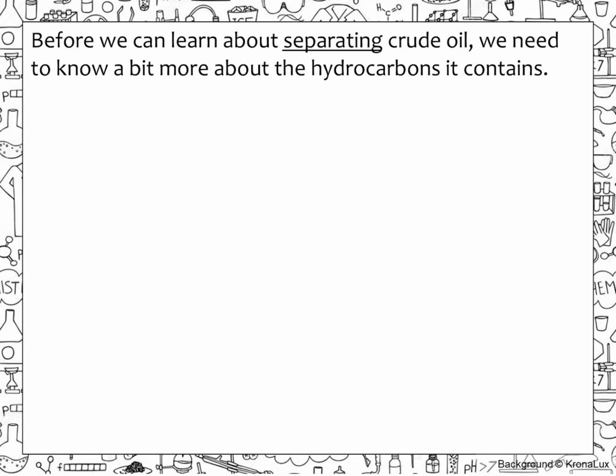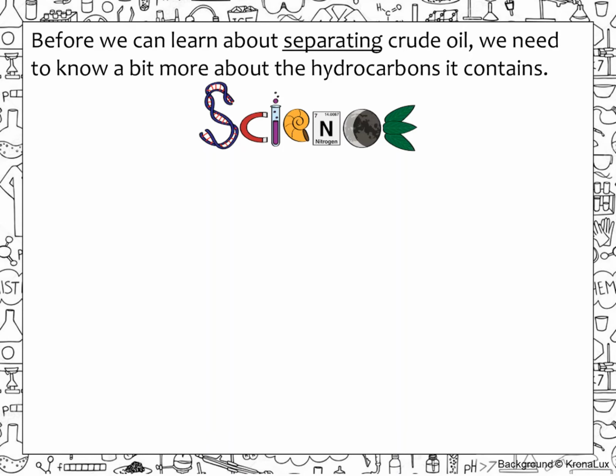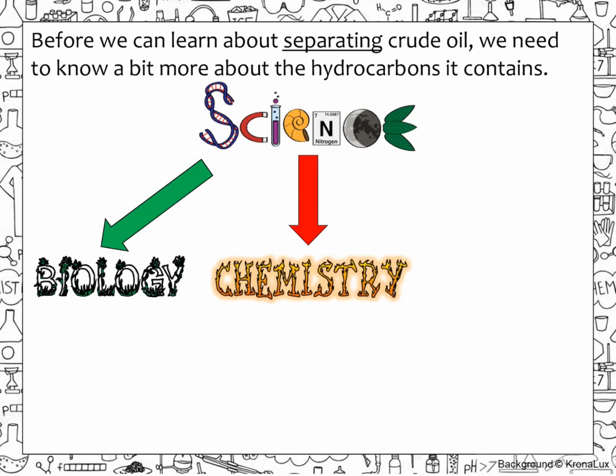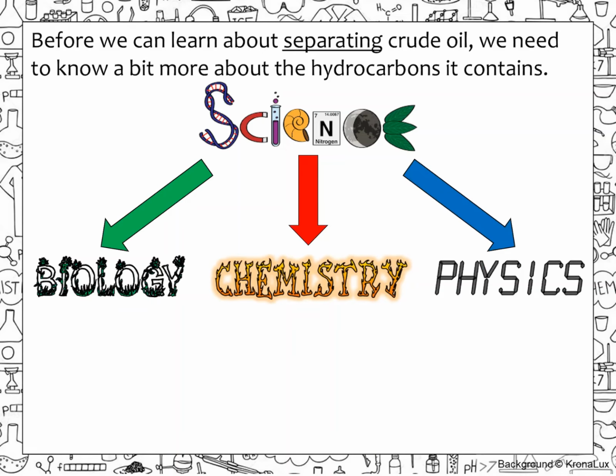Now, before we can learn about separating crude oil, we need to know a bit more about the hydrocarbons it contains. Now, if we think about science, we can break science down into three. Biology, the study of plants and living things. Chemistry, the study of chemical reactions and how chemicals interact with each other. And physics, which is the study of things like forces.